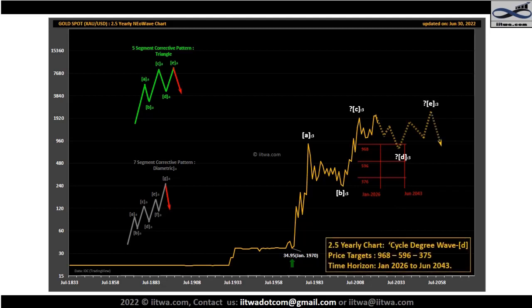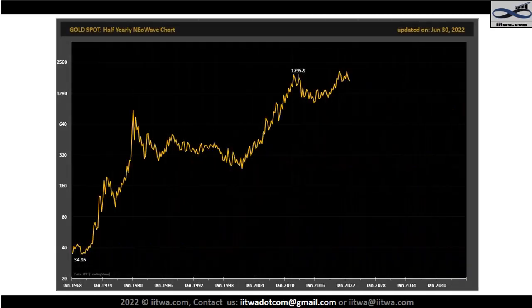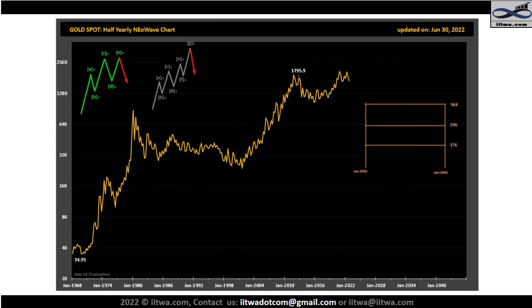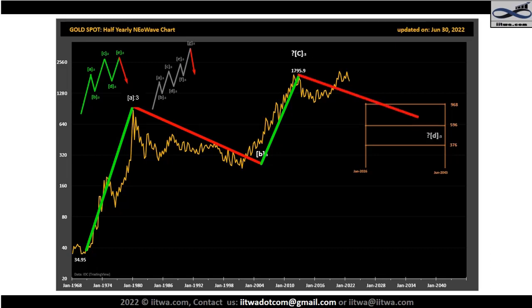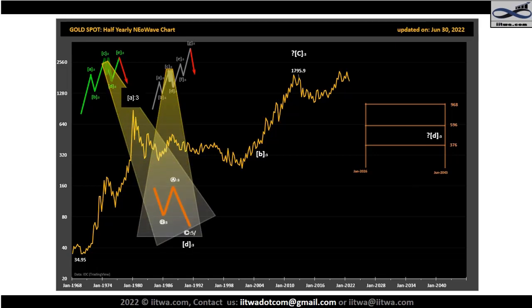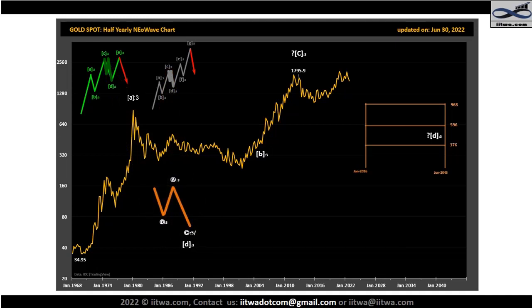Now for more clarity, let us go to one smaller time frame, that is the half yearly chart. Here, to study the long-term perspective, we use the spot gold half yearly NEoWave chart plotted on log scale. Let us first draw the implication concluded from the 2.5 yearly chart. We already witnessed cycle degree waves A, B and C completed, and as of now wave D is forming in irregular variation. At this stage it is difficult to say exactly which pattern is forming here, but we can project an irregular flat first. If this possibility gets ruled out, then we will go for a triangle or diametric pattern.